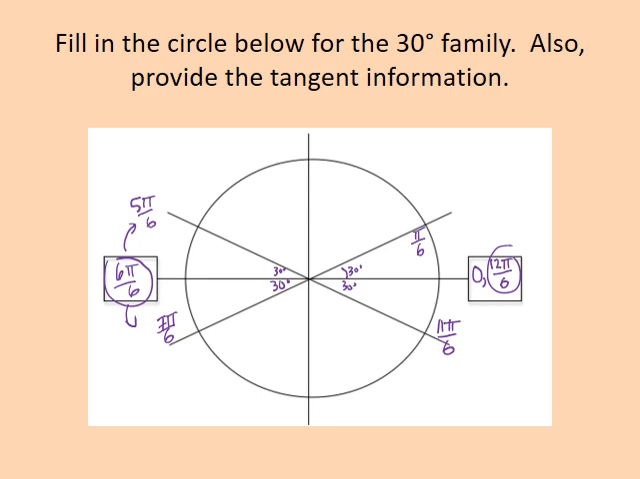Now degrees, we have to use what we learned with reference angles. So this will be 30 degrees because it's in the first quadrant. Now we know that this is 180 degrees. So 180 degrees minus 30 is 150 degrees. 30 degrees plus 180 is 210 degrees. And then 360 minus 30 degrees is 330 degrees. So now what we have done is filled in our 30-degree family with degrees in radians.